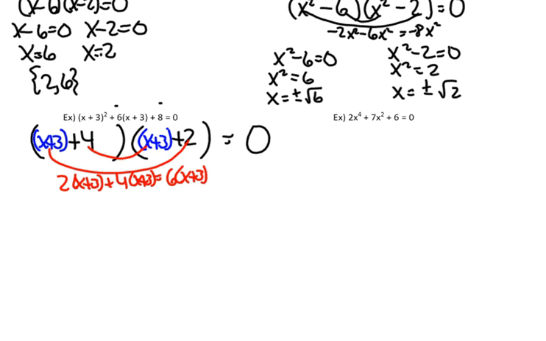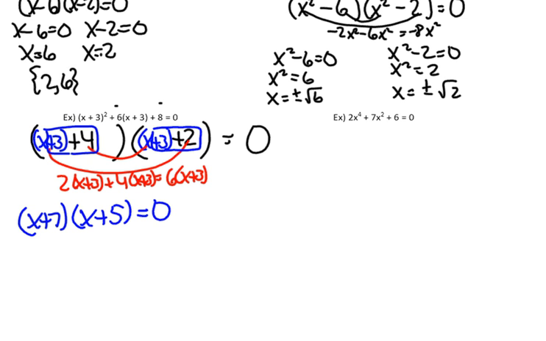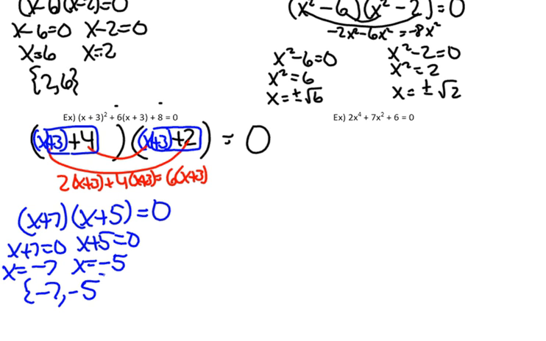Okay, now let's go back to the factored form for a minute. See this? 3 plus 4, that's 7. 3 plus 2, 5. And now I can solve each of these. Set each one equal to 0. Okay, so my 2 solutions are negative 7 and negative 5.